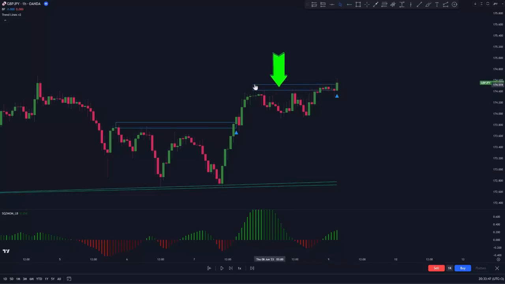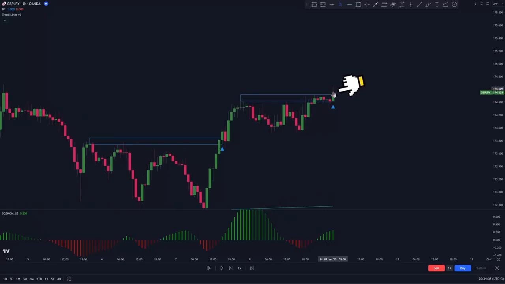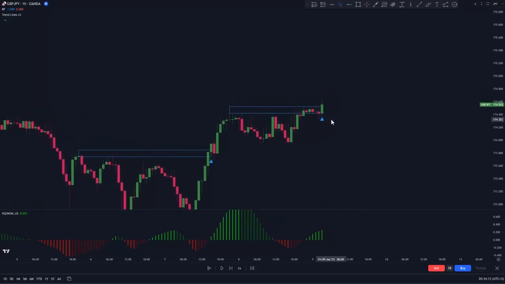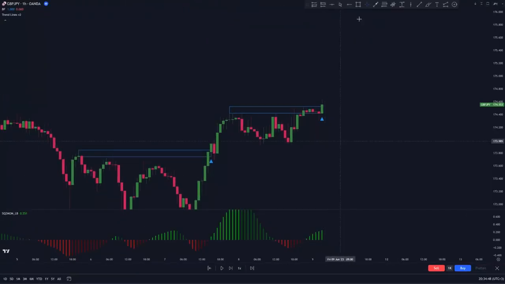This rectangle indicates a resistance zone, and this upward arrow is a confirmation that the price has broken and closed above the resistance zone. This breakout candle now becomes our entry candle. Next, before we enter our trade, we want to make sure that there is enough bullish momentum in the market to push the price all the way to take profit. To confirm that, we just make sure that this last bar of the squeeze momentum indicator is colored bright green. All our entry conditions are met on this candle, so we're going to enter a long trade here.